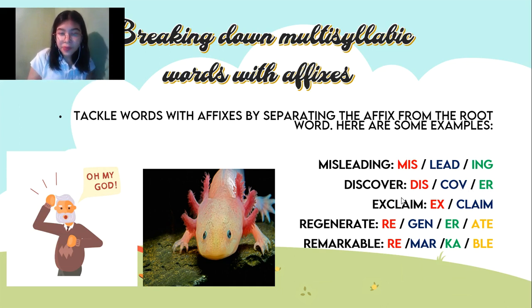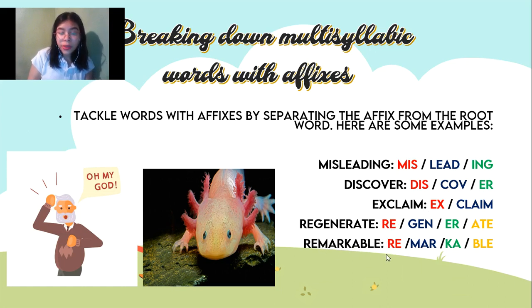Then we have the word exclaim, which is divided into only two syllables: ex, claim. Exclaim, two vowel sounds, and here we have a prefix. Then we have the word regenerate. Re is a syllable, gen is a second one, and the third one is ate. Regenerate, four vowel sounds. And we have a prefix here, re.